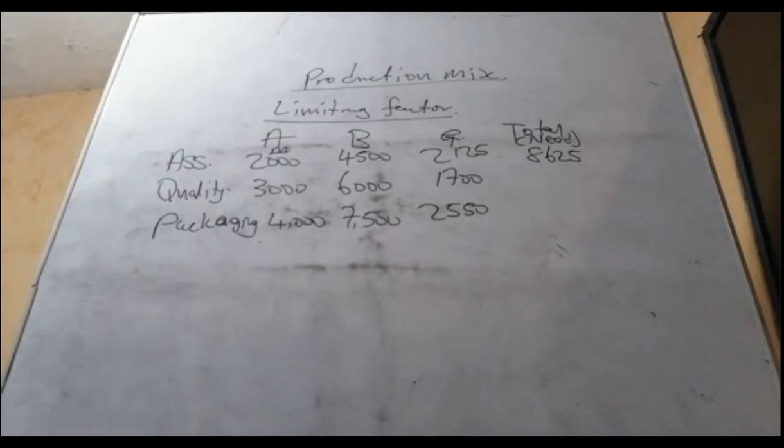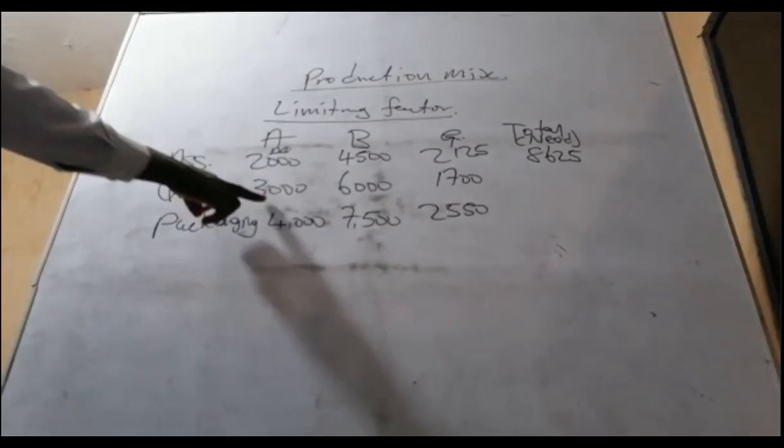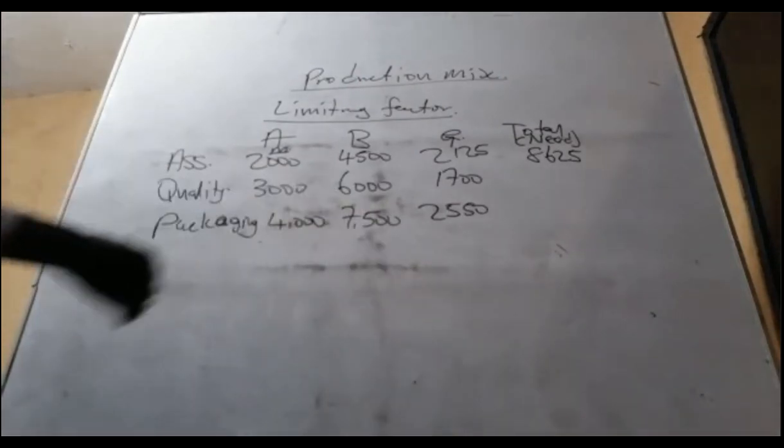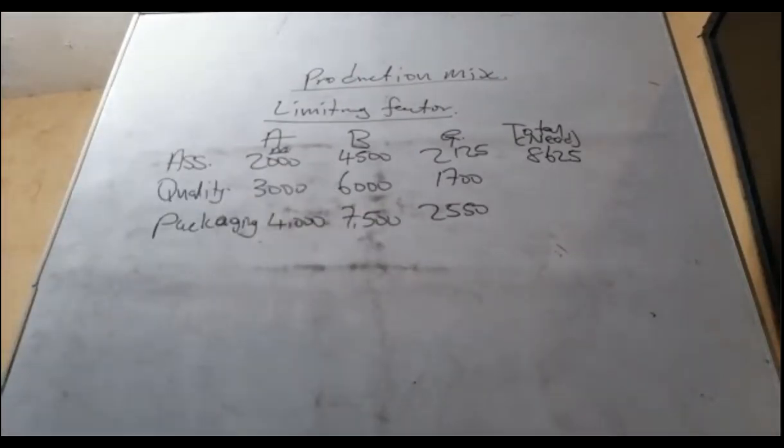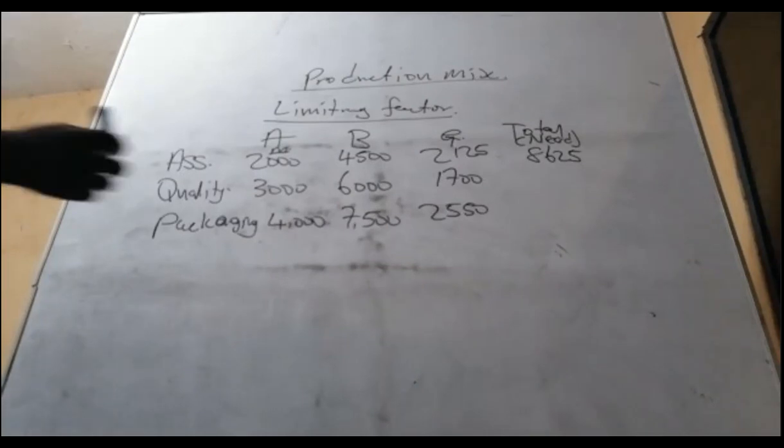It's 2,000 plus 4,500. Okay, that's great. Now let's do quality control. So quality control, we add like this: 3,000 plus 6,000, making 9,000, and then plus 1,700. So that's 10,700, right? That's great.